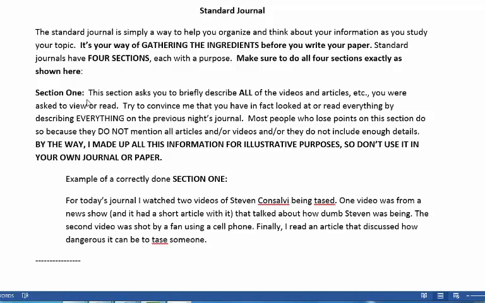So for section 1, it's not tough. You just need to mention specifically each article and each video. The only way really to lose points in section 1 is not to mention one of the articles or videos, and just give me enough details to convince me that you in fact have looked and read everything. At least show me that you opened it up and looked at it.